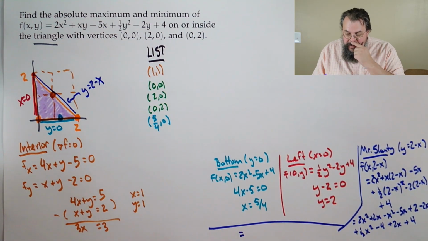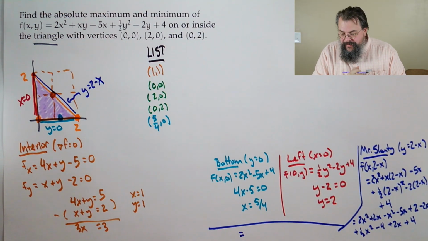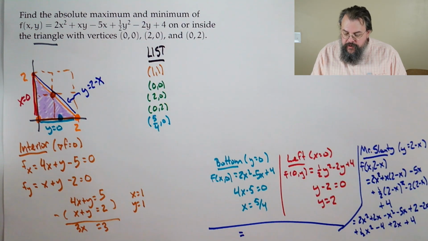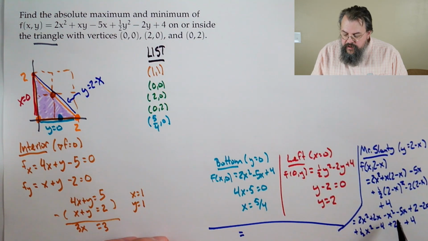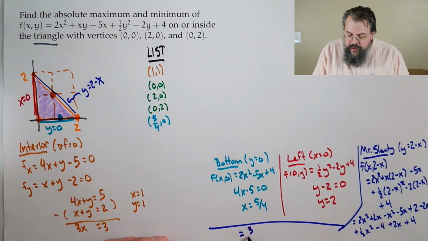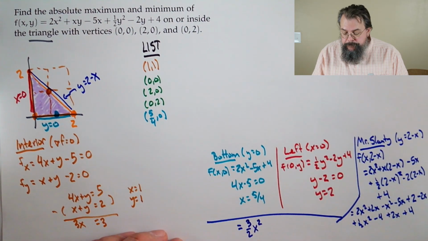Okay, we're still cleaning up our function. Sometimes it takes a while to rewrite our function in a nice way. So let's see what we have. What are our x squared terms? Well, there's a 2x squared, a minus x squared, and a 1/2 x squared. So if we put those together, that would be a 3 halves x squared. Okay? So that gets those x squared terms.